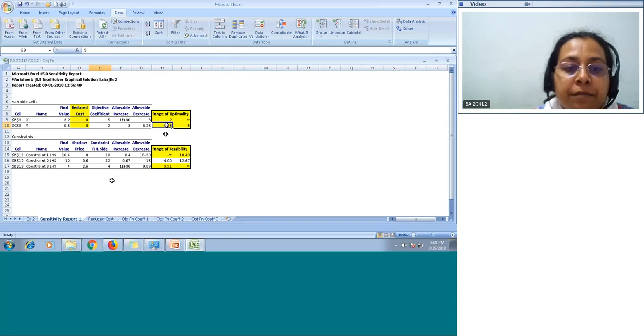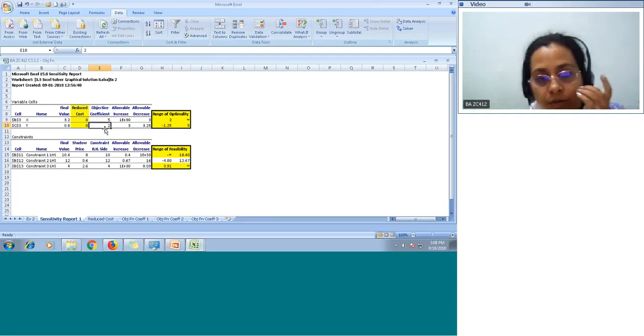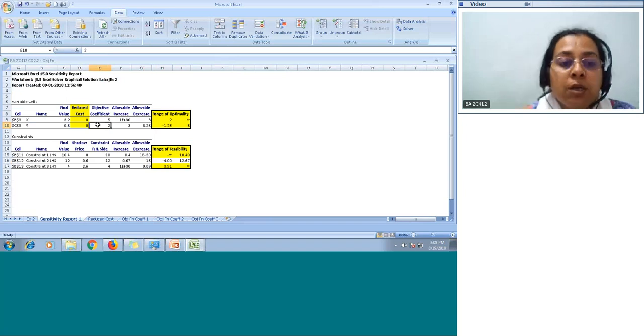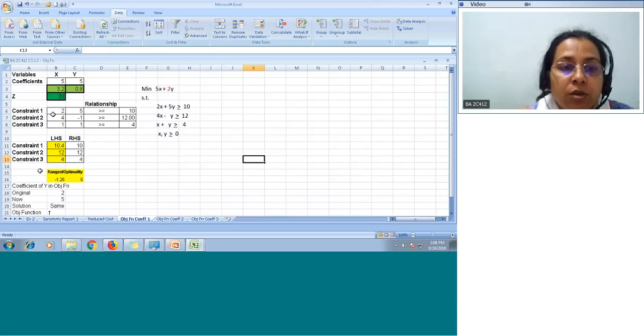Similarly, if I change my 2 to any value between minus 1.25 and 5, our solution will remain the same. So let's see.